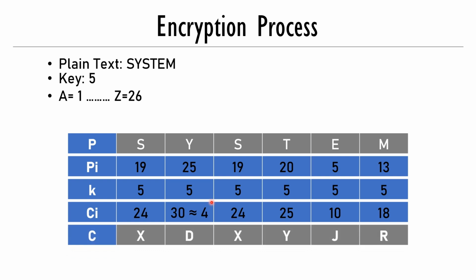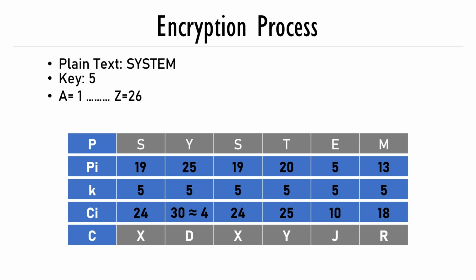And this is the ciphertext, which is X, D, X, Y, Z, R. And this is the plaintext and this is the ciphertext. And my encryption process ends here. Now I will decrypt X, D, X, Y, Z, R and see if we find the plaintext back.